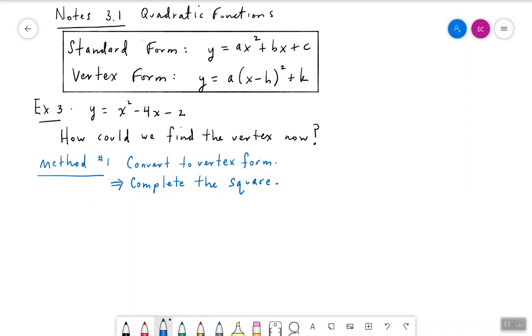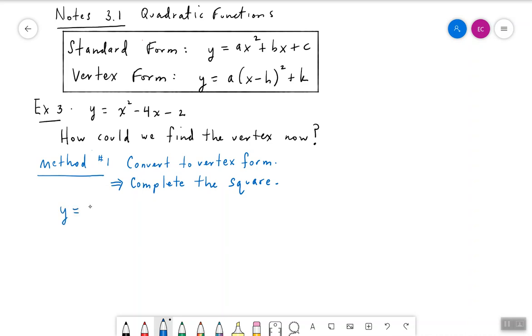In chapter 1, we learned how to solve a quadratic equation by completing the square. And in chapter 2, we learned how to find the center and radius of a circle by completing the square. So here is the same idea again in a new context. So completing the square is a pretty important idea for us this semester. Let's run through it.